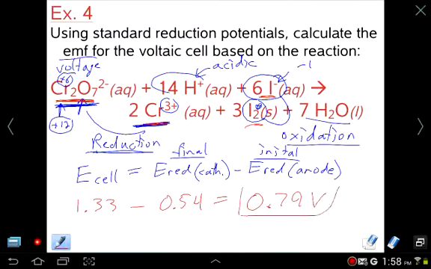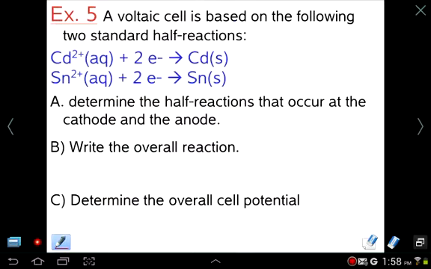And this is really it. It's actually pretty simple to determine the voltage of the cell. You have to find your reduction half reaction and subtract it from your oxidation half reaction. And it's as simple as that. Why don't we do one more example before we wrap up the lesson. It's a variation of the previous example.